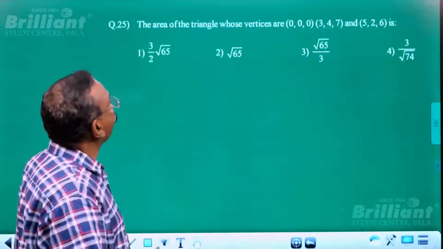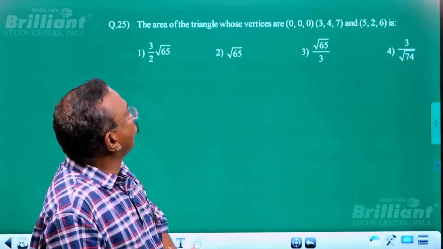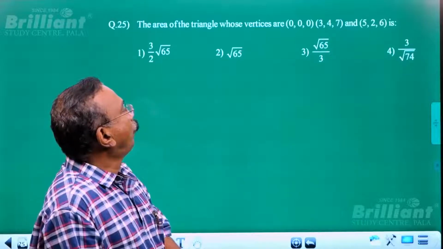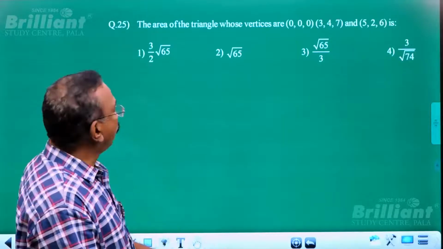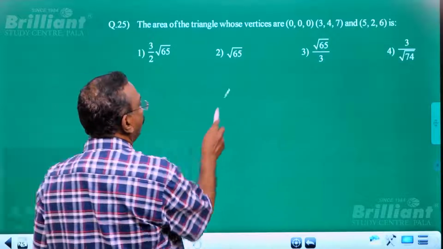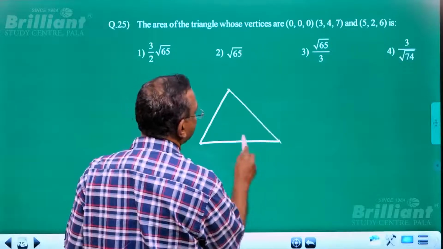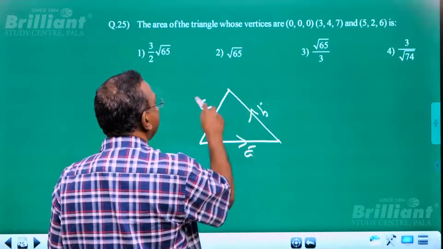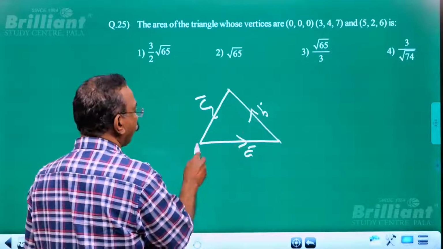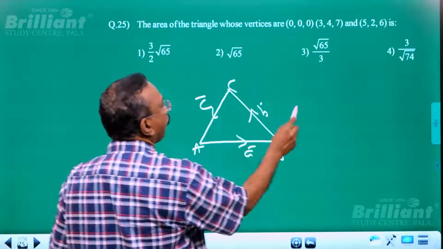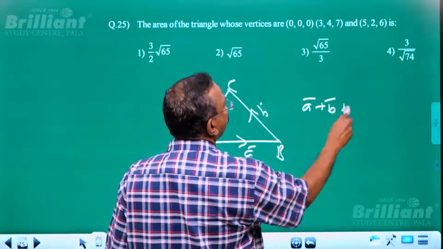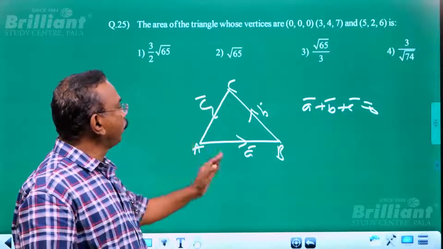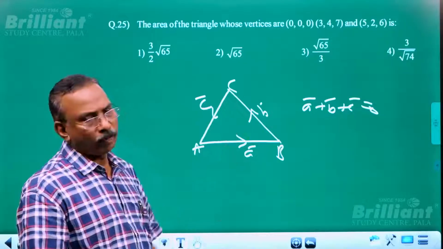Now question 25. The area of a triangle whose vertices are (0, 0, 0), (3, 4, 7) and (5, 2, 6). You know, in the case of a triangle, if A bar is one side, B bar is another side and C bar is also there, and they are in cyclic form ABC, then definitely A bar plus B bar plus C bar is equal to 0. If it is in the opposite direction, then we can set A bar plus B bar equal to 0, no problem for that.